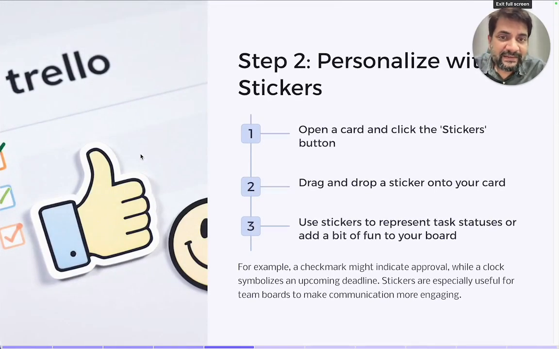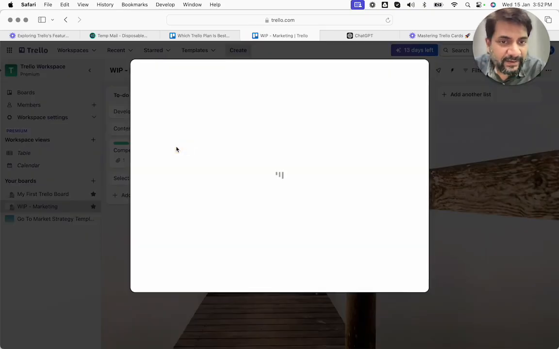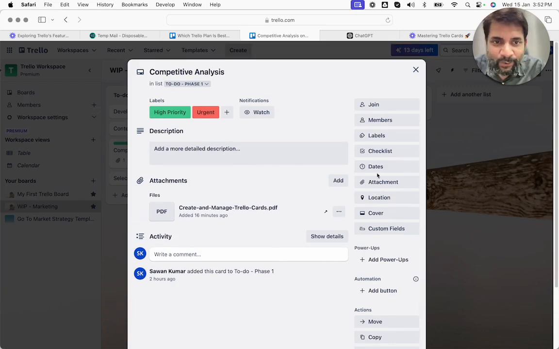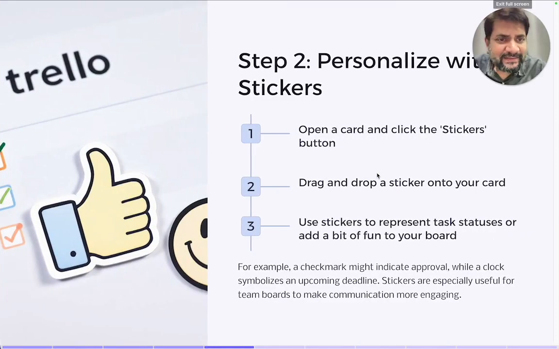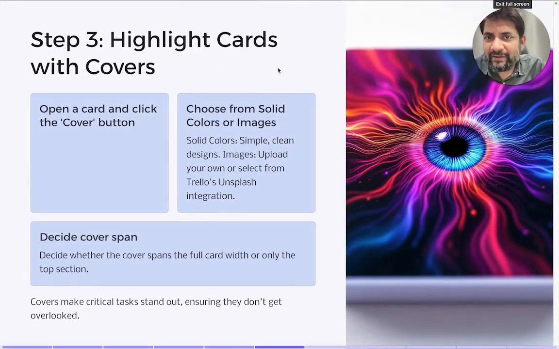Step 2 is to personalize with stickers. Open a card, click the sticker button, drag and drop a sticker on your card. Use stickers to represent task statuses or add a bit of fun to your board. Let's find out. Do we have this? No. Okay. So let's skip stickers for now and find out about highlighting cards with covers.